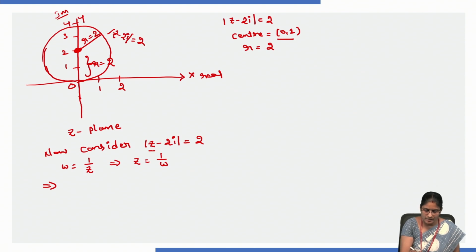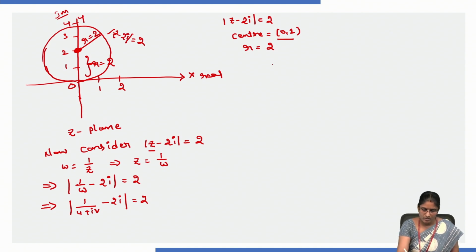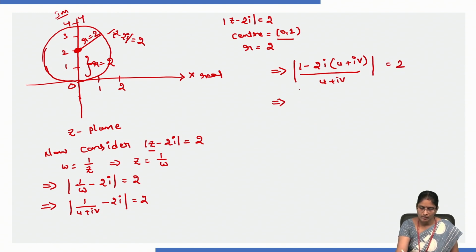Substitute in place of z: |1 by w minus 2i| is equal to 2. With w equal to u plus iv, |1 by (u plus iv) minus 2i| is equal to 2. Take the LCM here. We get |(1 minus 2i (u plus iv)) by (u plus iv)| is equal to 2. That is |(1 minus 2iu minus 2i square v) by (u plus iv)| is equal to 2.